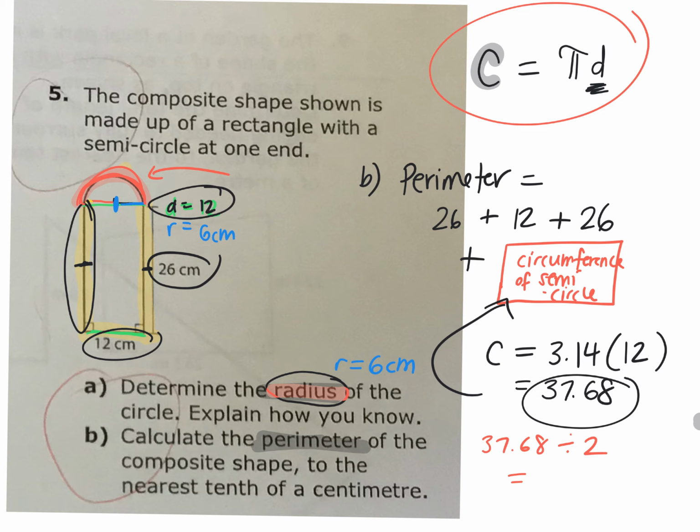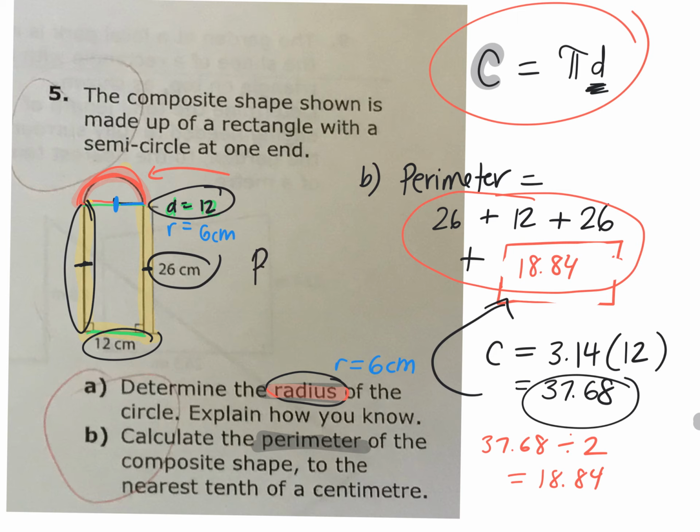Victoria? 18.84, so I can erase this. I can plug in the circumference of the semicircle, 18.84. And now let's add it all together. Can you add 26 plus 12 plus 26 plus 18.84 to get the perimeter of this shape? What is it? 82.84. What's my unit? Centimeters.